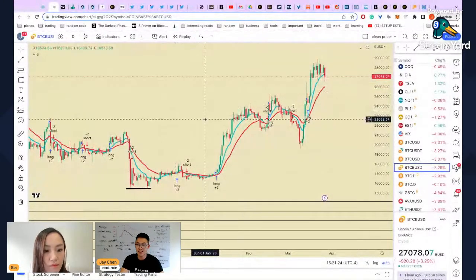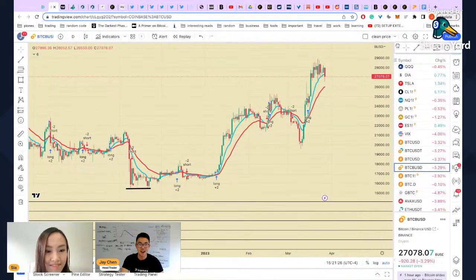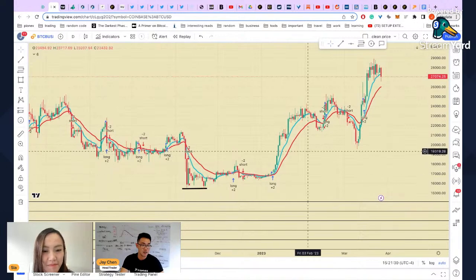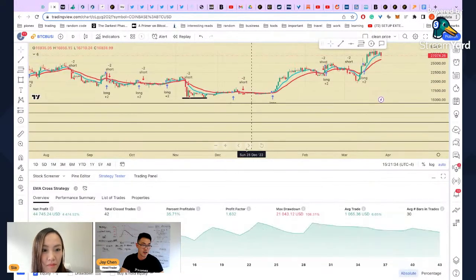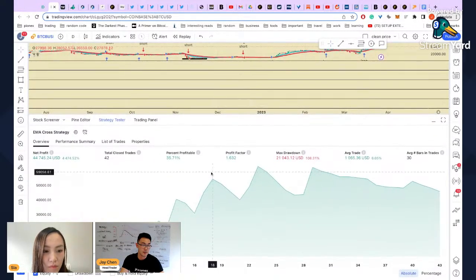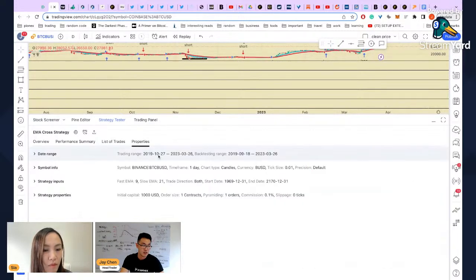So I backtested this strategy. Maybe this is going too much into it, but I have backtesting results from this EMA strategy also. This is the strategy coded on TradingView, and if you go to the strategy tester, these are the backtested results I have. This goes back to 2019, basically to today, right?